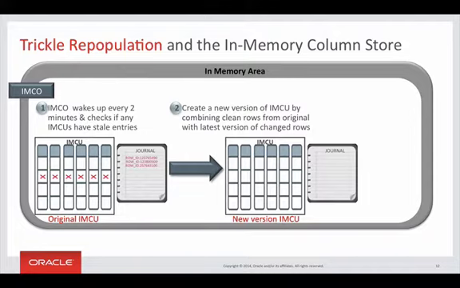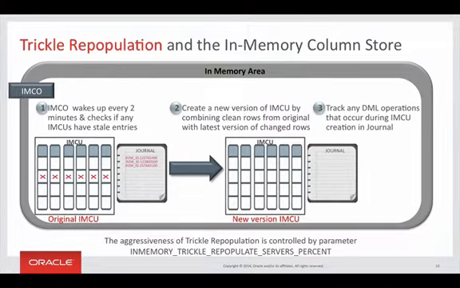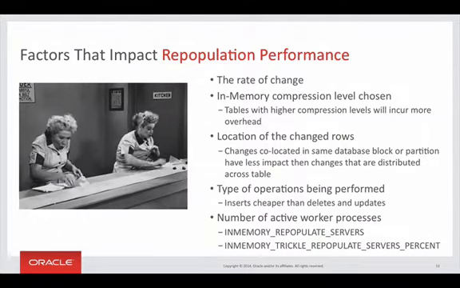But in the background, we're going to rebuild and create a new version of that IMCU. And again, we'll be tracking any of the DML operations that occur during that creation time. They'll be journaled to ensure that the new version of the IMCU is completely up to date. So either we'll hit that internal threshold and rebuild the IMCU for you, or trickle repopulate will kick in every 2 minutes and just refresh any of the IMCUs that might be dirty.